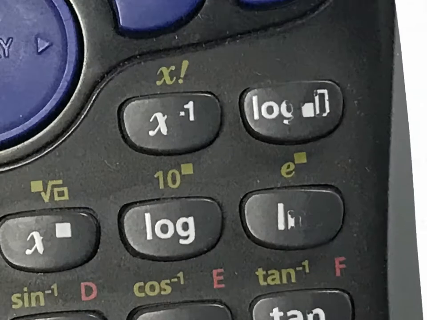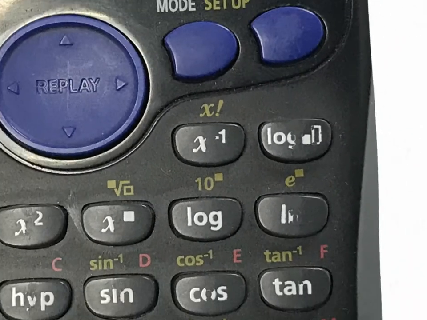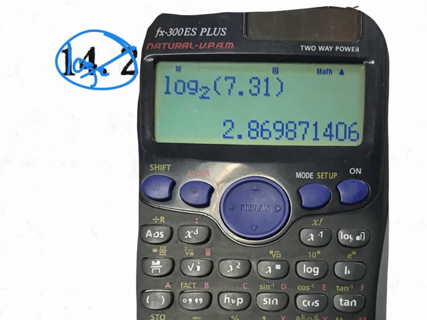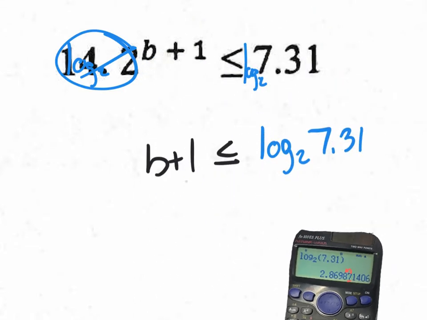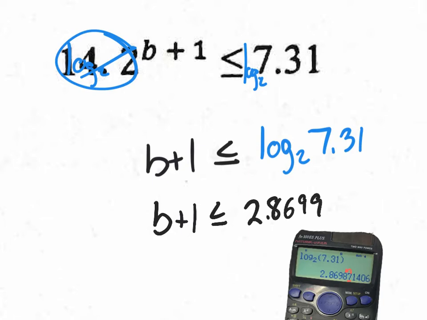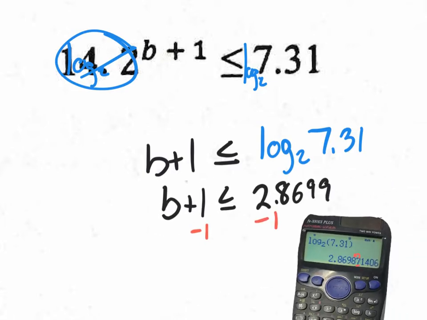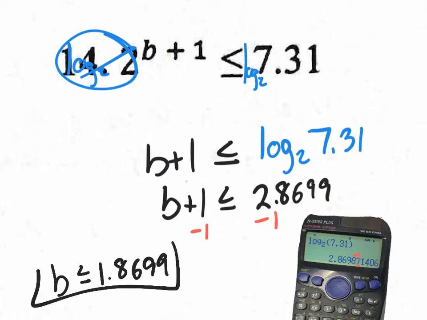And once again, use that calculator, hit that log base, wow, that's a disgusting button. Blank log button, type in the 2 right there, the 7.31. So that 7 will change that 8 to a 9. And let's keep in mind that that is only the right side of this inequality. So we have b plus 1 is less than or equal to 2.8699. And we still need to subtract 1 from both of those. So your final answer will be b is less than or equal to 1.8699. That should be the answer that you have on the back of your worksheet.